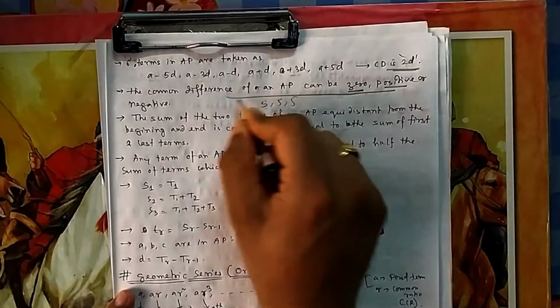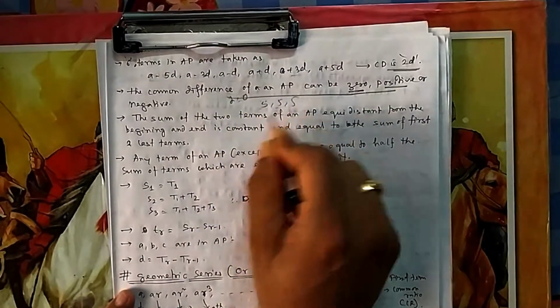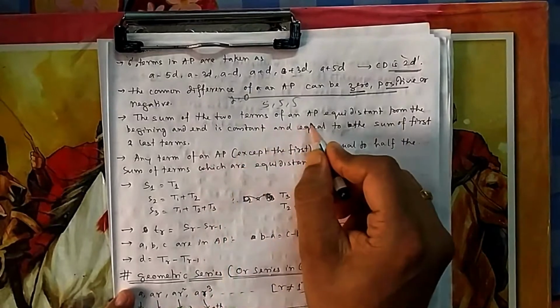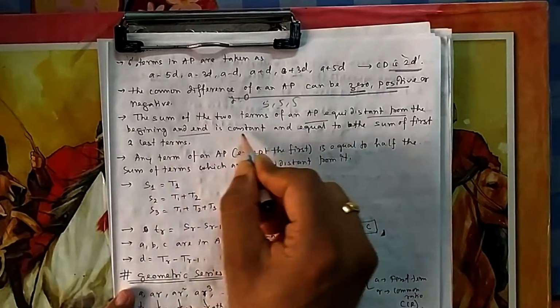Suppose the first term is 5 and the common difference is 0. Then if you are adding 0, the same numbers will keep repeating. The sum of two terms of an AP equidistant from the beginning and end is constant.